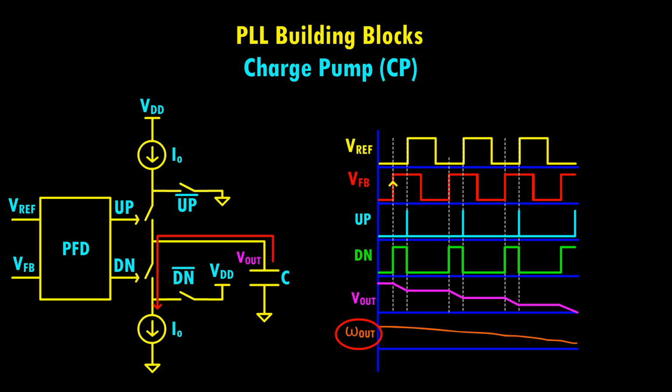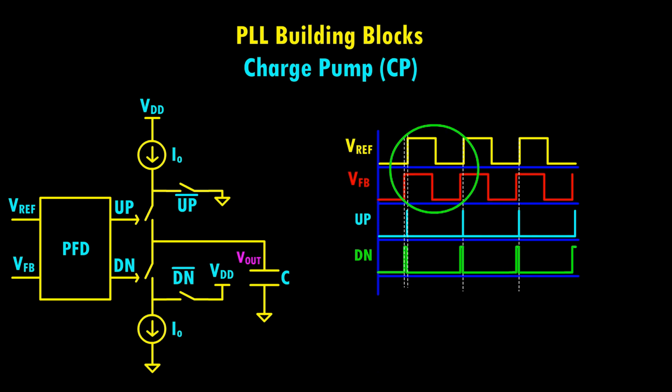Eventually, the system reaches a steady state condition where the VCO output phase and frequency closely match the reference. However, there will still be a small constant phase difference between Vref and VFB. Why does this residual phase difference exist? Let's understand this with the help of a practical example.